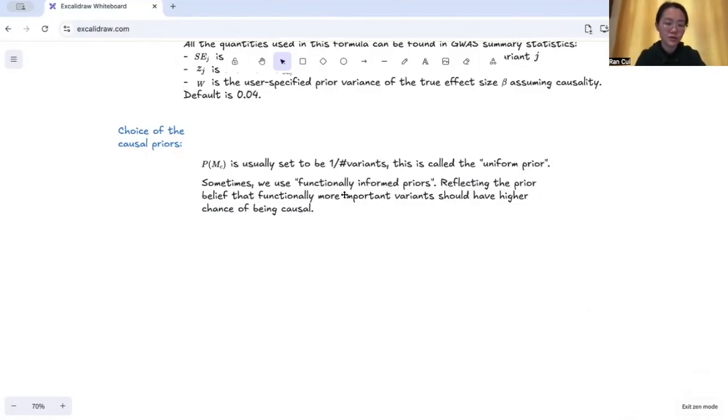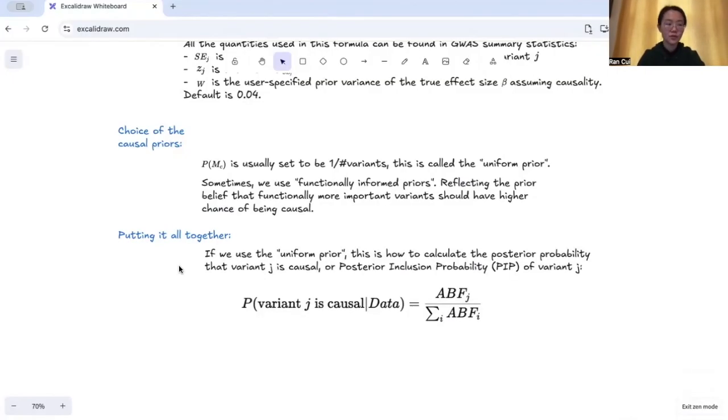These are called the functionally informed priors. There are some algorithms that will calculate the functionally informed priors for you after you give them functional annotations. So putting the Bayes factors and the causal priors together, the posterior causal probability of a variant J is its Bayes factor normalized by the sum of all the Bayes factors in the region. So it comes down to a pretty simple formula, and this is very easy to calculate.